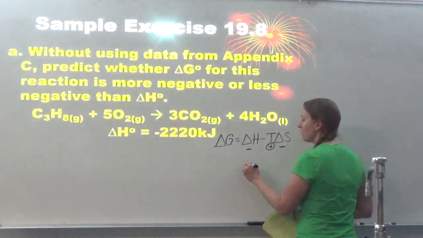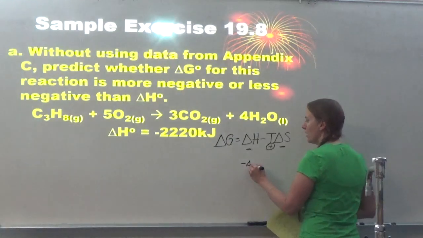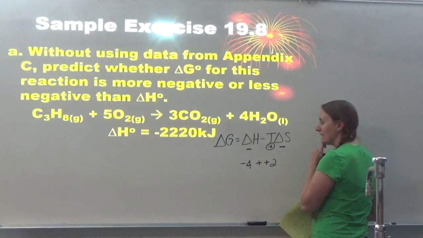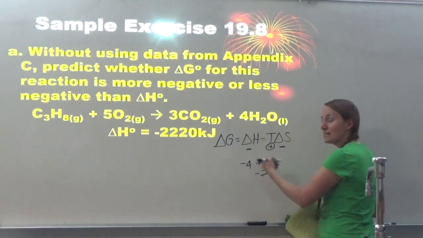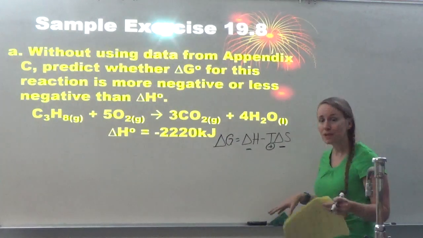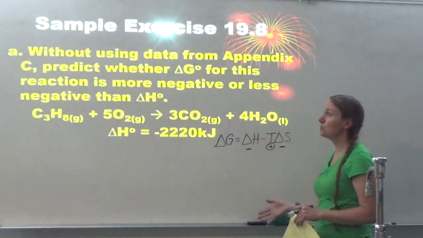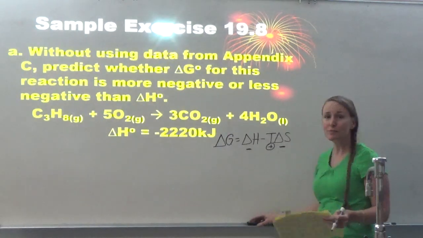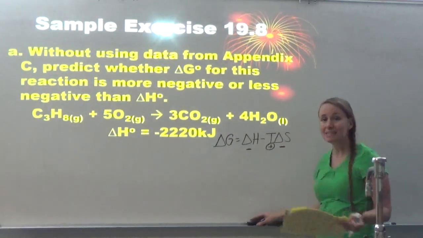So think of it this way, like if I have a negative 4 and I minus a negative 2, because remember, that's really adding. That becomes negative 2. So see how now it's less negative? So if you ever have to, just pick some numbers to plug in. So in this case, delta G would be less negative because delta H is negative, but delta S is negative.